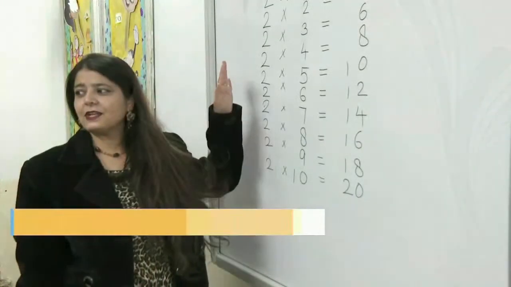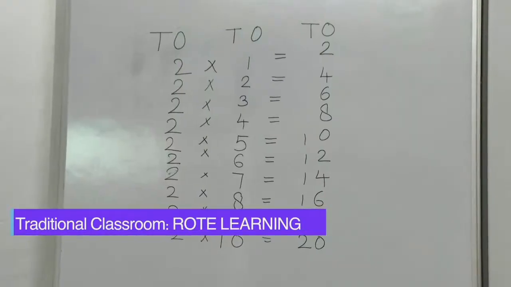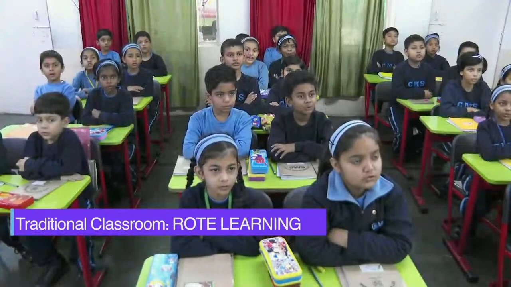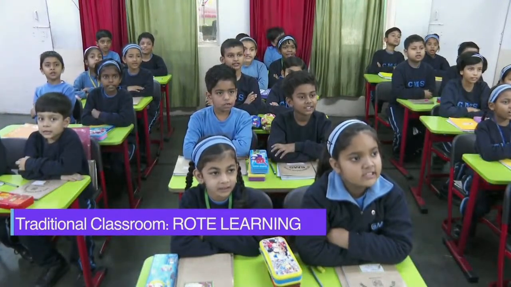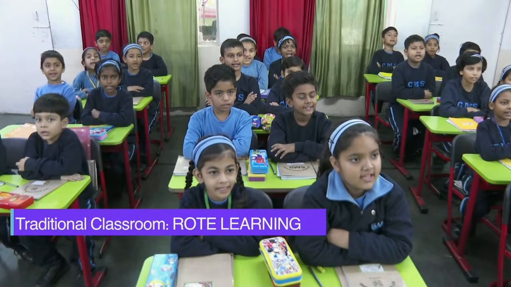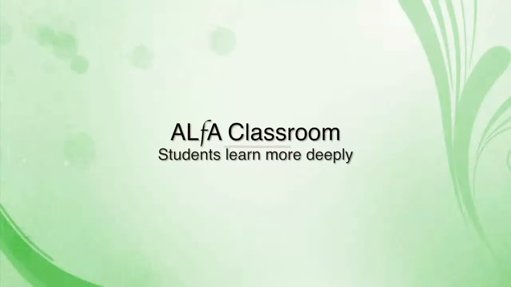So today, children, we will learn the table of 2. You have to learn the table by heart. 2 ones are 2, 2 twos are 4, 2 threes are 6, 2 fours are 8, 2 fives are 10.